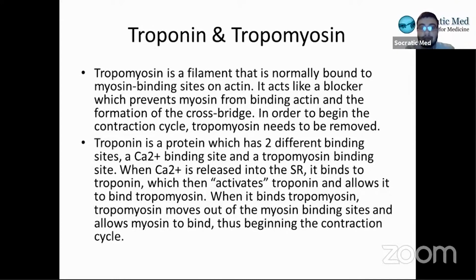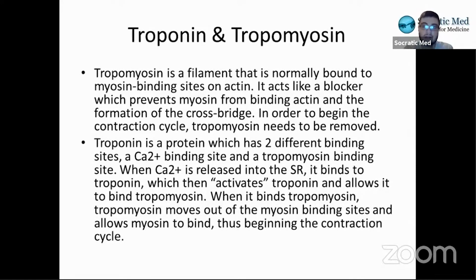Tropomyosin is a protein, and the way you move it is through troponin. Troponin is a protein which has two different binding sites: a calcium binding site and a tropomyosin binding site, right? When calcium is released from the SR, it binds to troponin, which activates troponin and allows it to bind tropomyosin. Troponin can only bind tropomyosin when it's bound to calcium as well.